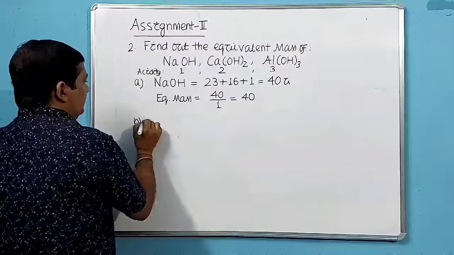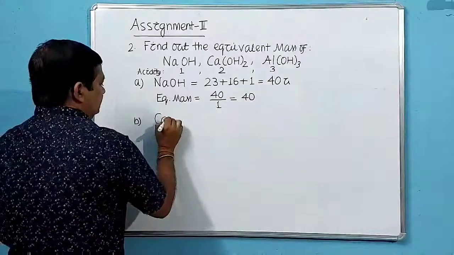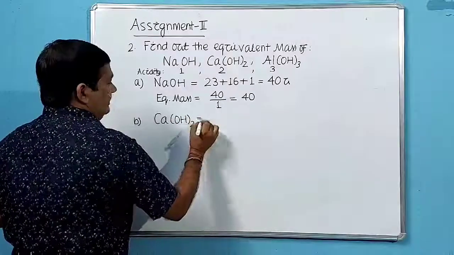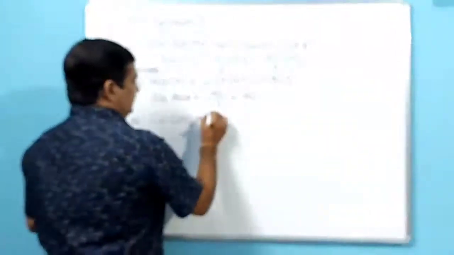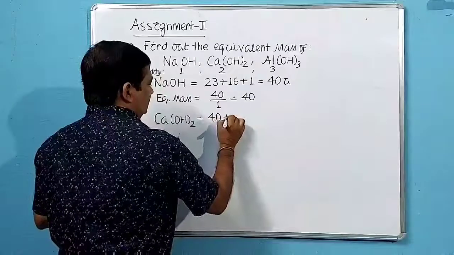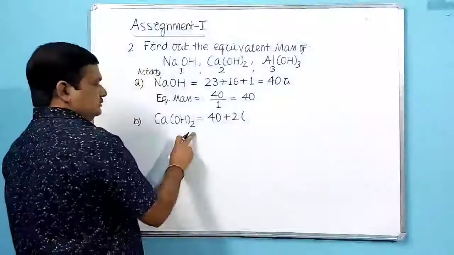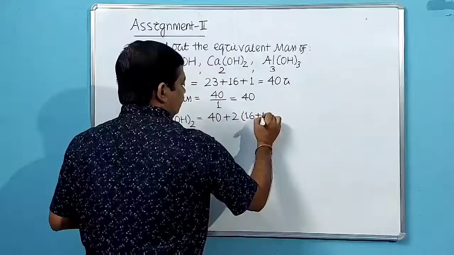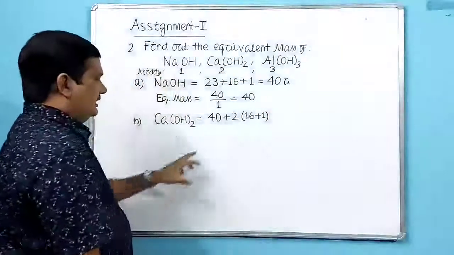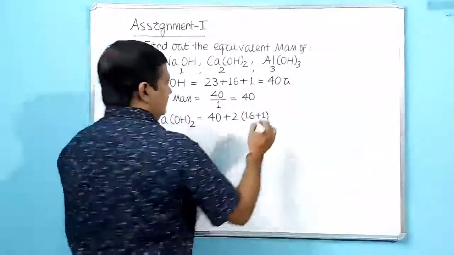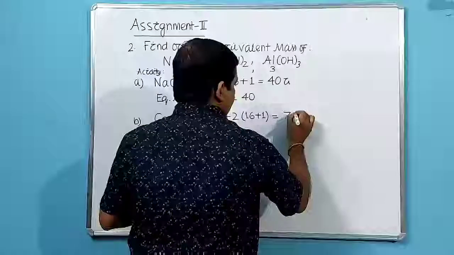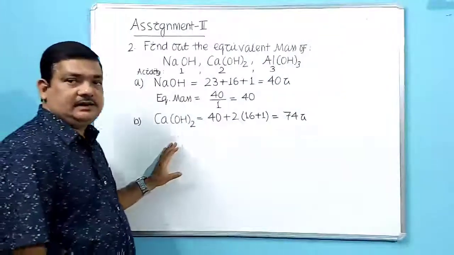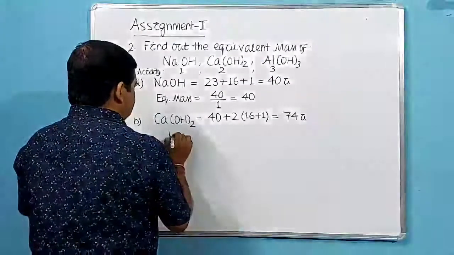Then B, calcium hydroxide, Ca(OH)2. First let us find the molecular mass. Calcium 40 plus 2 into (16 plus 1), that is 34, plus 40, that is 74 U. So the molecular mass of calcium hydroxide will be 74 U. So what will be the equivalent mass?